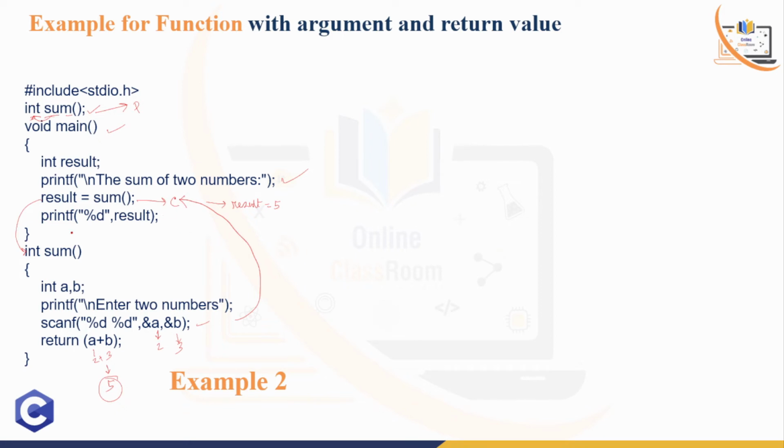Now if we print the result only, your output will be 5, right? So this is an example of a function without argument but with return type, right?